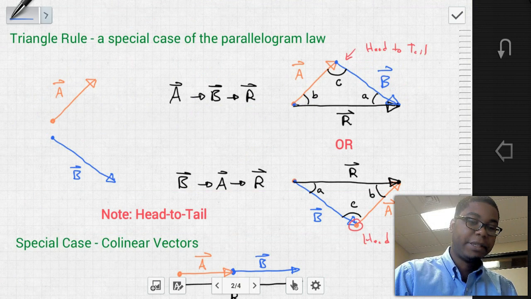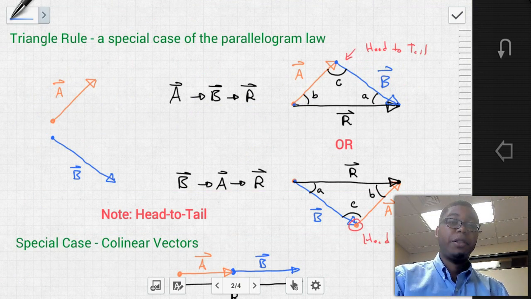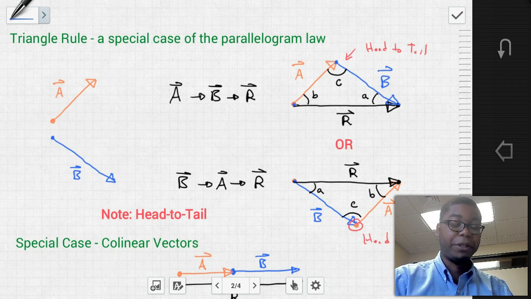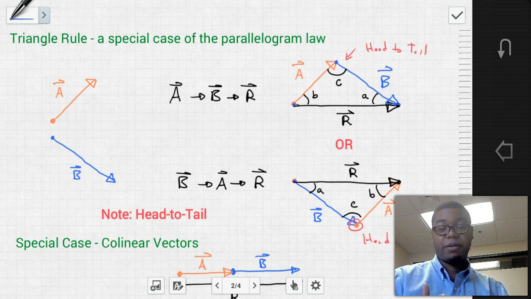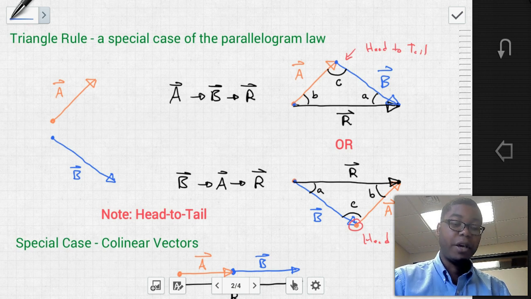Now let's look at the triangle rule. The triangle rule is a special case of the Parallelogram Law. It's a variation of it that simplifies the application and determination of the resultant. Now, the triangle rule can be tricky because there are two different approaches that you can use towards finding that resultant.